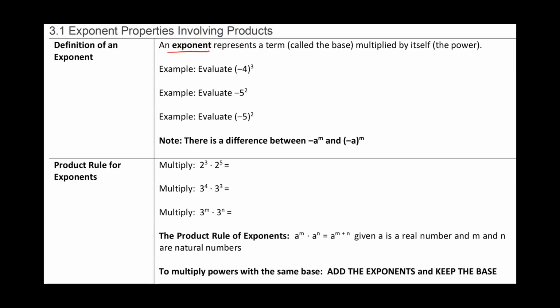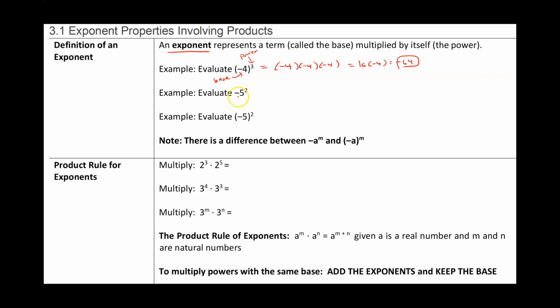An exponent represents a term called a base, which is multiplied by itself, called a power. For example, if we have negative 4 to the third power, negative 4 is our base, and the 3 is the exponent or the power. So this means negative 4 is multiplied by itself 3 times. If you multiply negative 4 times negative 4 times negative 4, this is going to be 16 times negative 4, which is going to be negative 64. And please feel free to use a calculator for this.